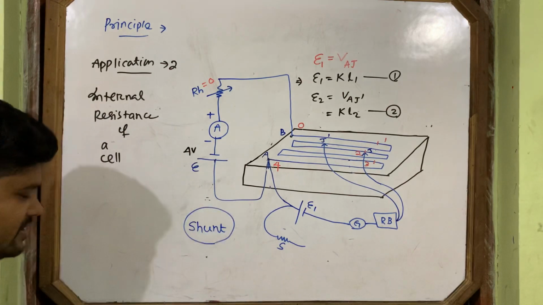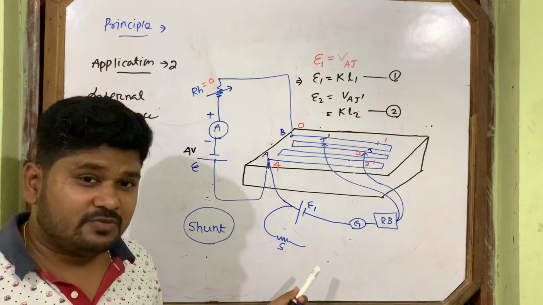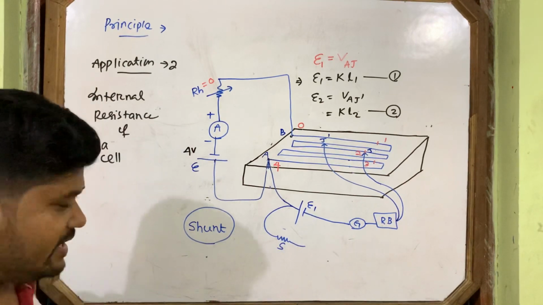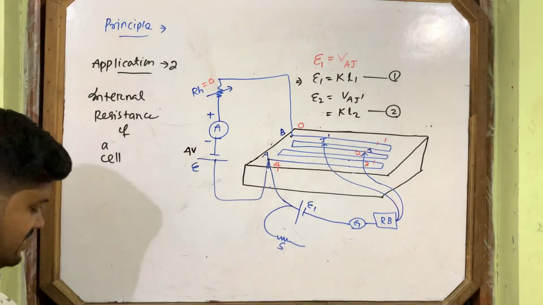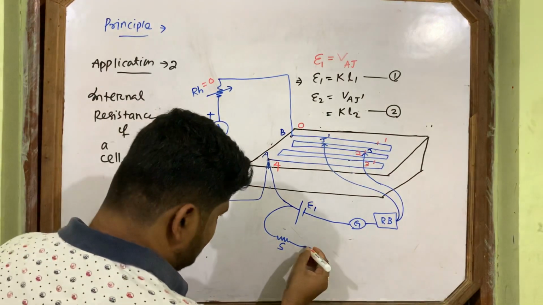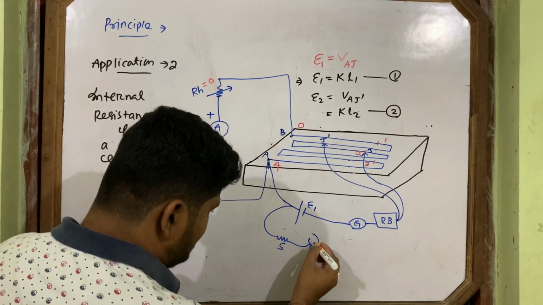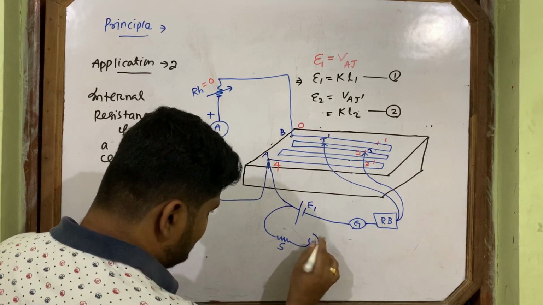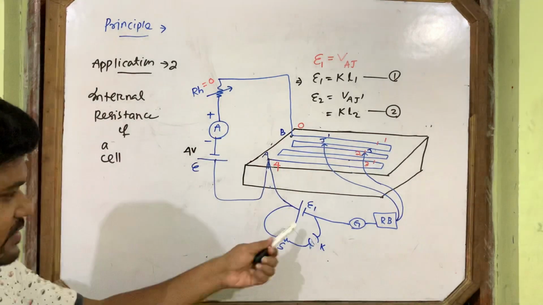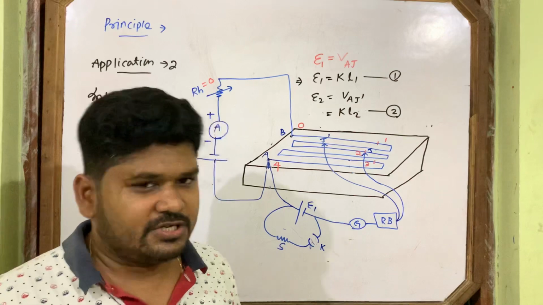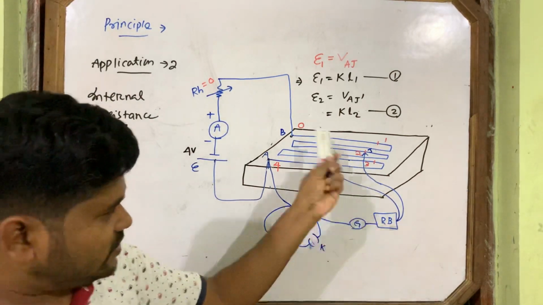The name is shunt, and connecting a small resistance in parallel is called shunting. I am connecting a small resistance in parallel with the cell, and now connect it like this. With the key, you have to connect one key K here. I am writing the key K outside, connected in parallel with the cell.